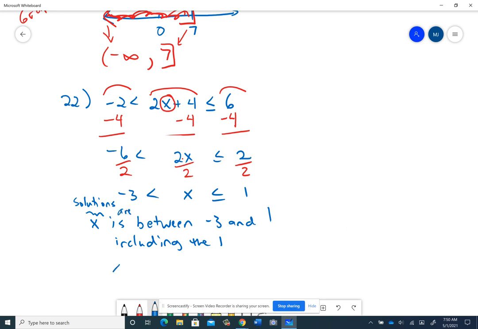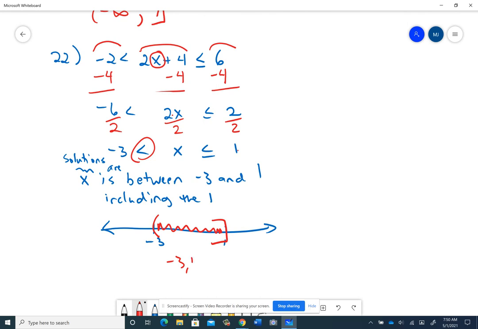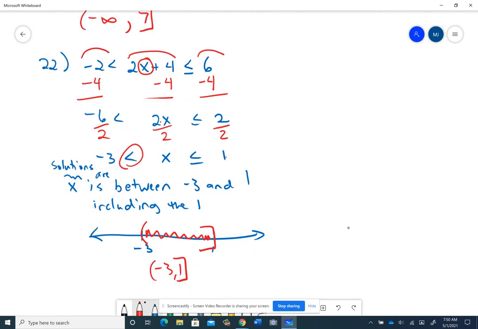-3 and 1. So if we think about that, here's a number line. -3 would be to the left of 1. The solutions are numbers like -2, like 0, like -1. -3 doesn't have the or equal to, but 1 does. So the solutions are from -3 to 1. Okay, and that would be the end of 22. All right, let's look at 23.